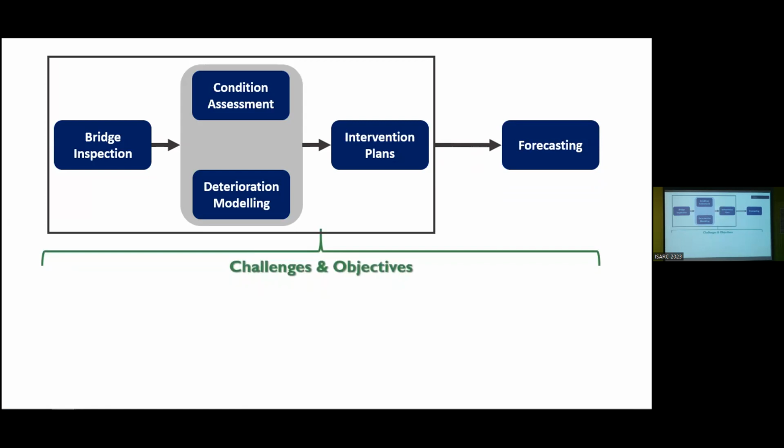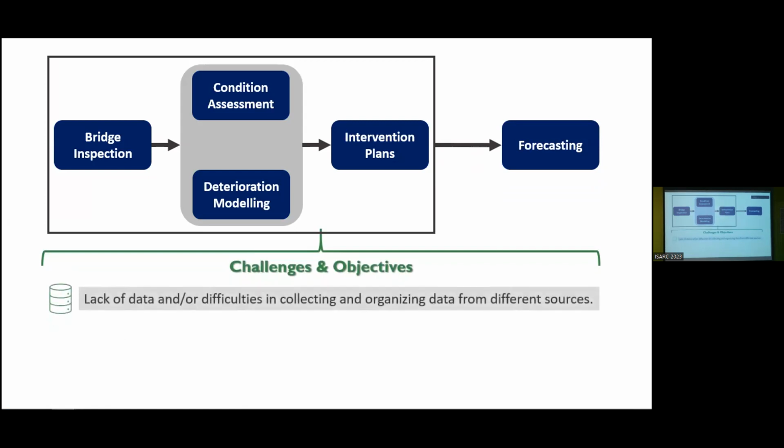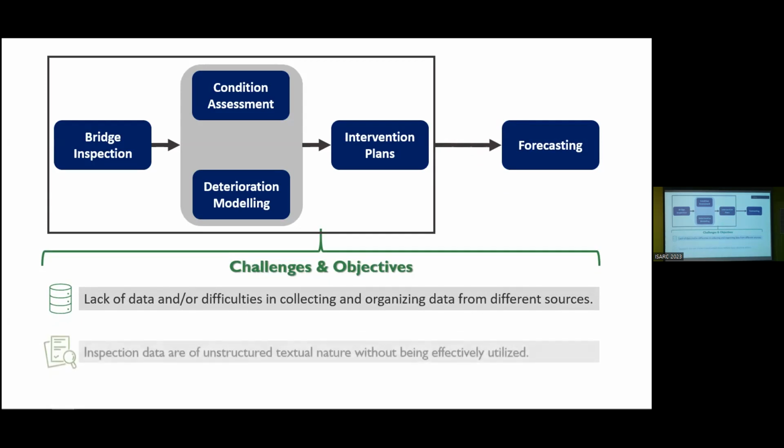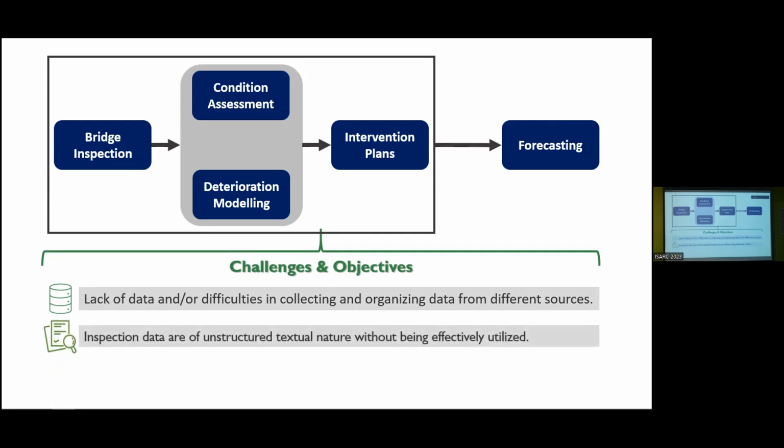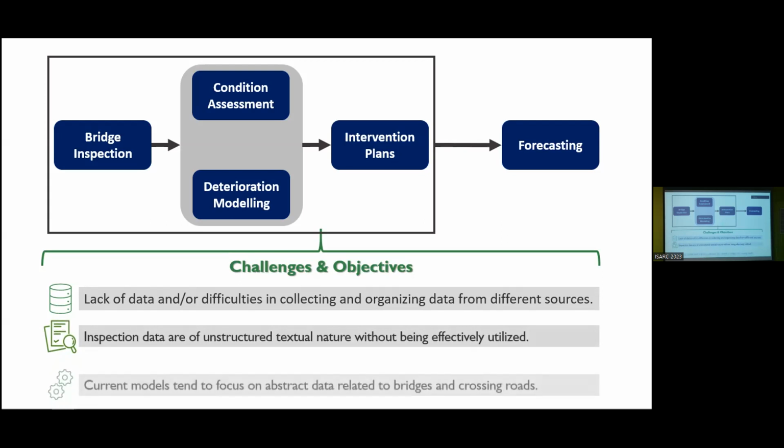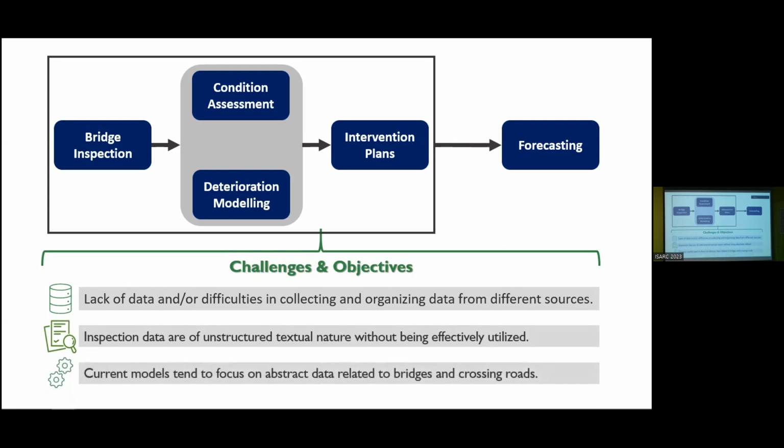However, current practice faces some challenges, including lack of data or difficulties in collecting data from different sources and formats. Inspection data are of unstructured nature, buried in textual inspection reports without being effectively utilized. And the current models tend to focus on abstract data related to bridges and the crossing routes, such as construction year, geometry, annual average daily traffic, and so on, while neglecting inspection and defect-related data.